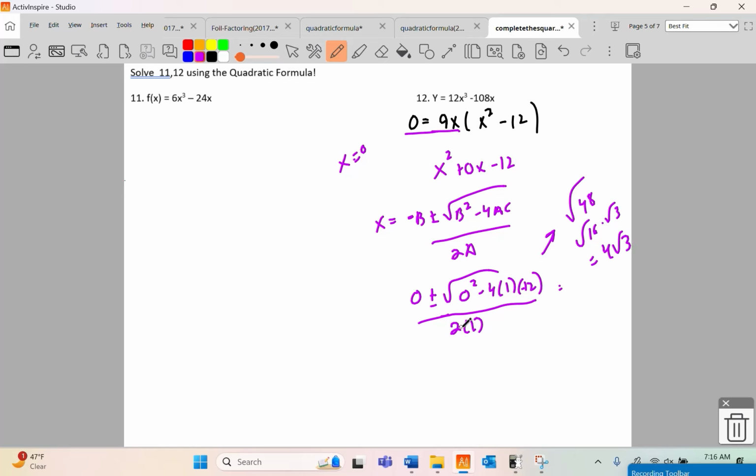Now this 0 is nothing to worry about. We have plus or minus 4 root 3 over 2, which is plus or minus 2 root 3. So I want to talk about this vocabulary word again. We have a 2 root of 3, and we have a negative 2 root of 3, and these are conjugates. Conjugates. All right, it's done. Funny answer, but it's done.